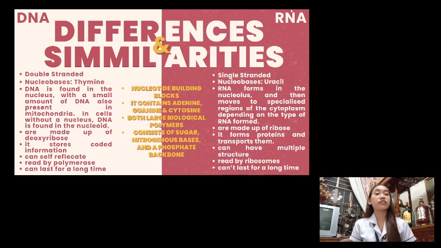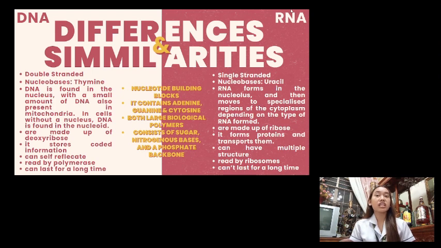Let's begin with the differences of the two. DNA is double-stranded, while RNA is single-stranded. The DNA nucleobase is thymine, while RNA's is uracil. DNA is found in the nucleus with a small amount also present in mitochondria. In cells without a nucleus, DNA is found in the nucleoid, while RNA forms in the nucleolus and then moves to specialized regions in the cytoplasm depending on the type of RNA it formed.